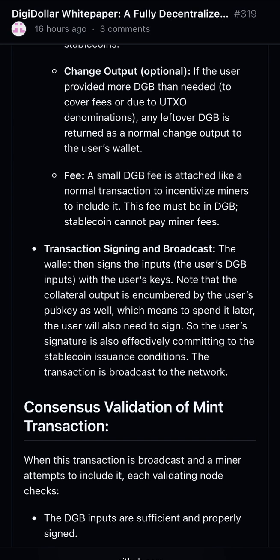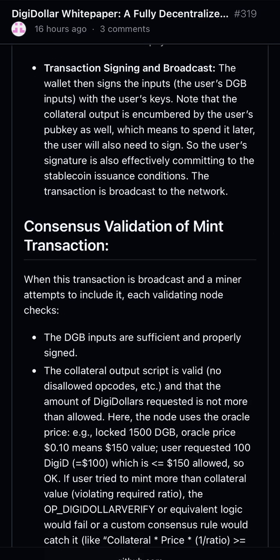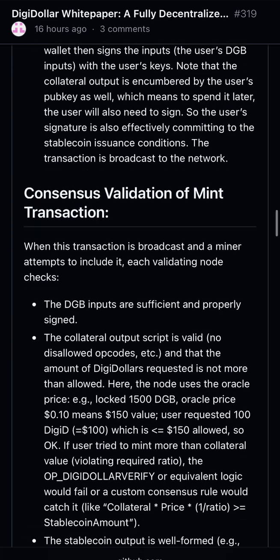Fee: a small DGB fee is attached, like a normal transaction, to incentivize miners to include it. This fee must be in DGB. Stablecoin cannot pay miner fees. Transaction signing and broadcast: the wallet then signs the inputs, the user's DGB inputs, with the user's keys. Note that the collateral output is encumbered by the user's pub key as well, which means to spend it later, the user will also need to sign. So the user's signature is also effectively committing to the stablecoin issuance conditions. The transaction is broadcast to the network.